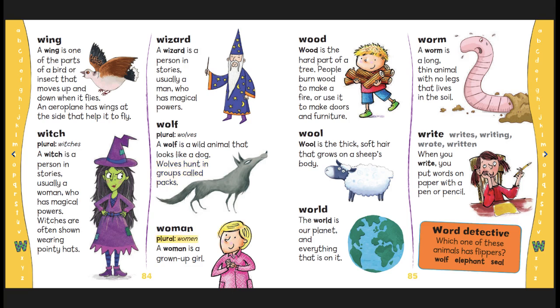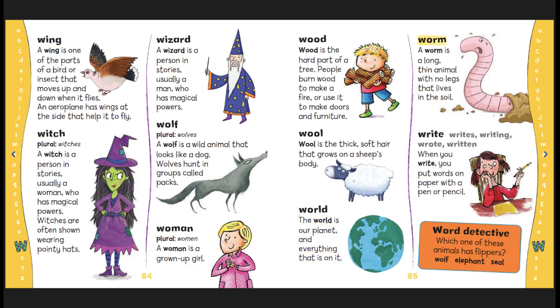Woman, plural, women. A woman is a grown-up girl. Wood. Wood is the hard part of a tree. People burn wood to make a fire or use it to make doors and furniture. Wool. Wool is the thick, soft hair that grows on a sheep's body. World. The world is our planet and everything that is on it.